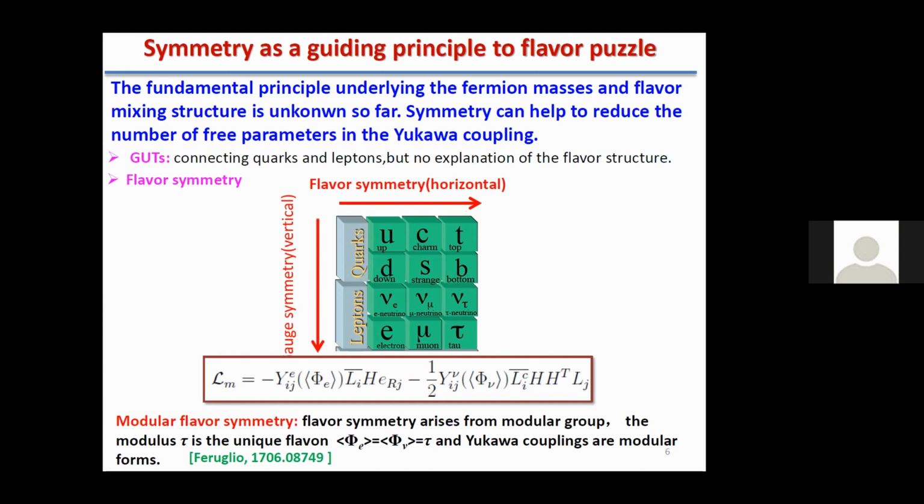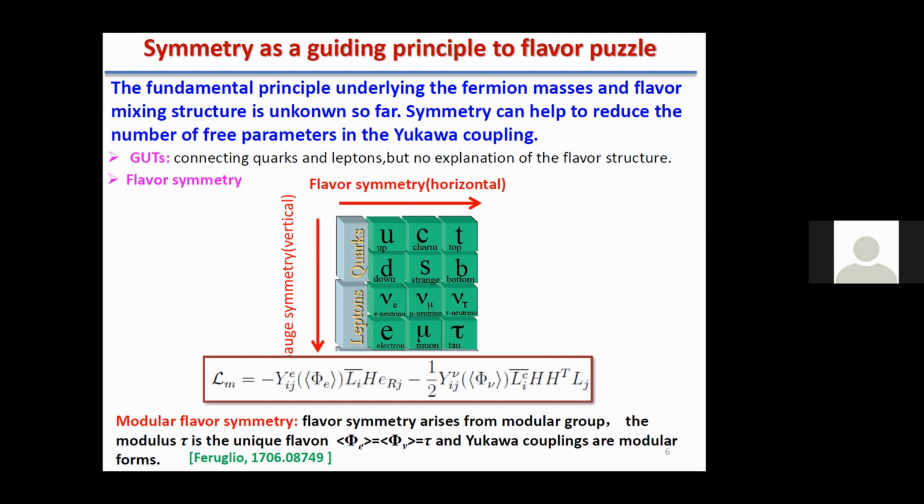To understand the flavor structures, we have to relate the three generations of the fermions. That is the flavor symmetries. So besides the gauge symmetry, which is usually called vertical symmetry, there is the flavor symmetry, which is horizontal symmetry. It is related to the three generations of fermions.